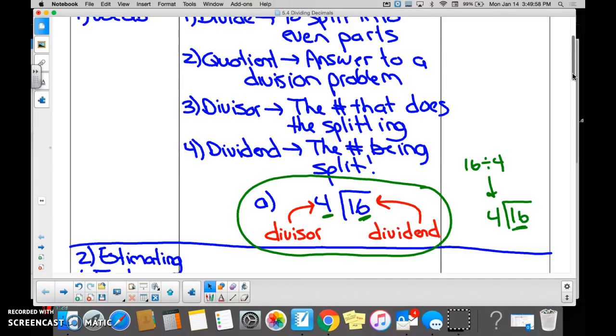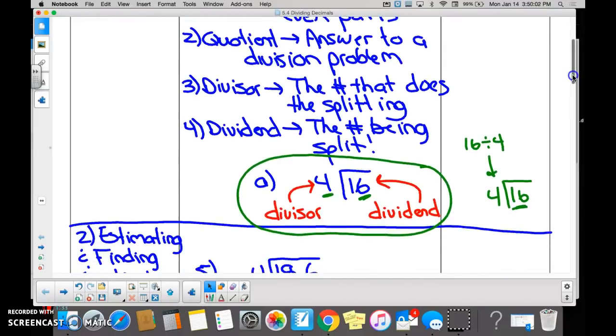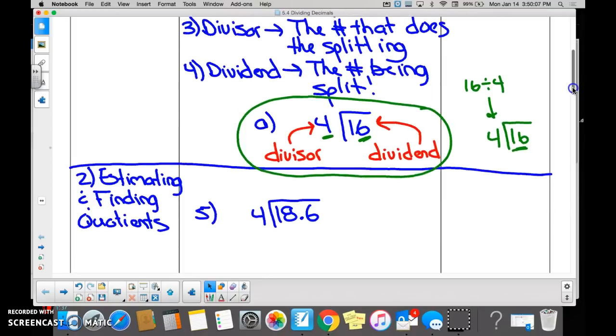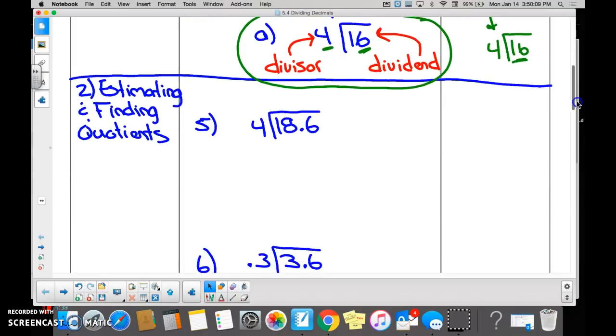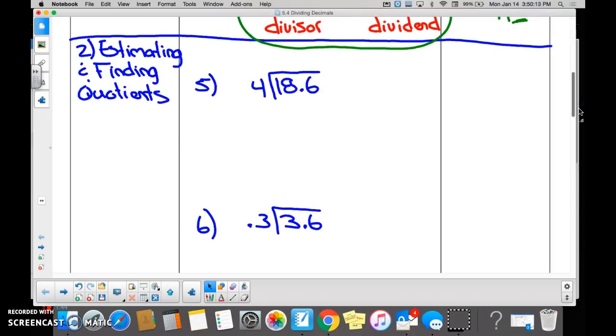Please pause and add your cheat sheet for number 1 in your notes, and then we're going to move on to number 2. Number 2 is estimating and finding quotients. The first thing I want you to do is to be a smart mathematician. When you get to a problem like number 5, you have 18.6 divided by 4. The first thing you should do is think approximately what is the answer.